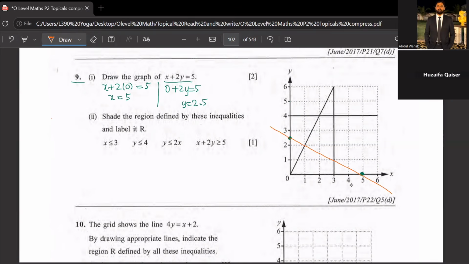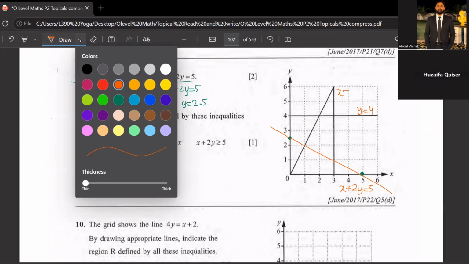So the line has the equation x plus 2y is equal to 5. Now, if I say write the equations of the lines which are present on the graph, what is the equation of this line? This is y is equal to 4. If I say what is the equation of this line, this is x is equal to 3.